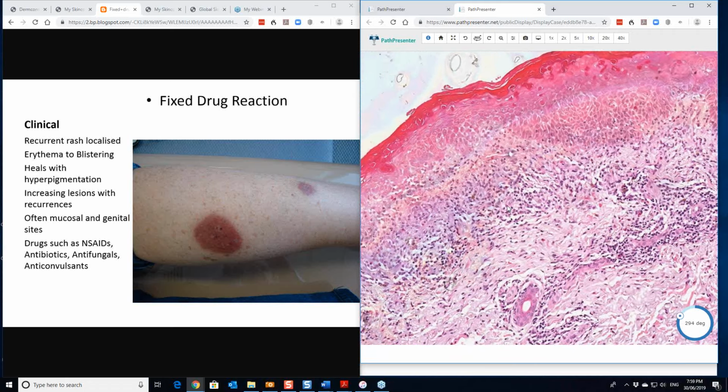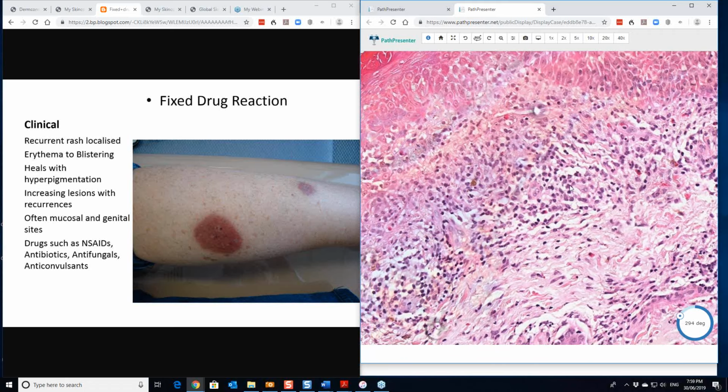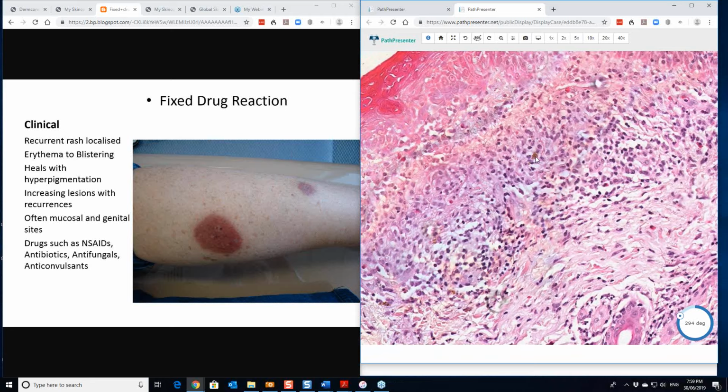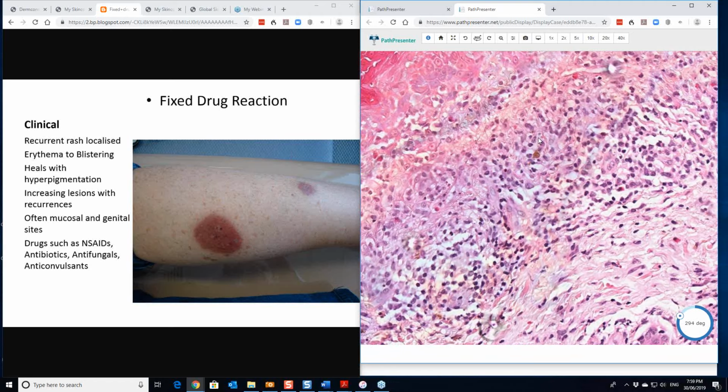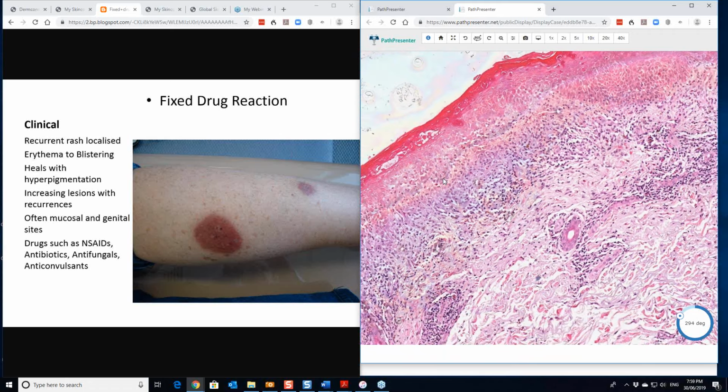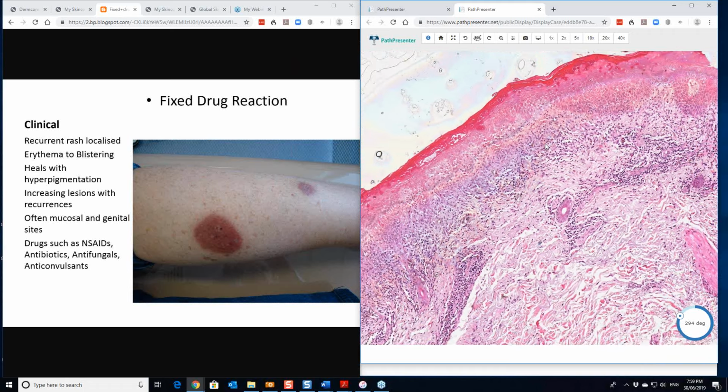If you look in the dermis, you may be able to pick up some melanin. Here it's in melanophages. But this is because of damage to melanocytes at the dermo-epidermal junction, the melanin drops down. This is an acute phase. In the more chronic phase, a lot of these lymphocytes would have gone and you would just see a lot of melanin in melanophages. But this is the fairly acute phase of a fixed drug reaction.